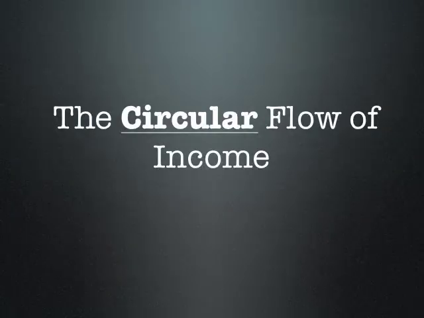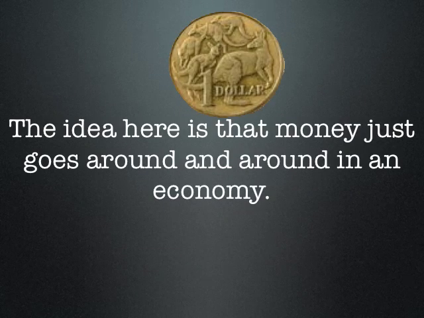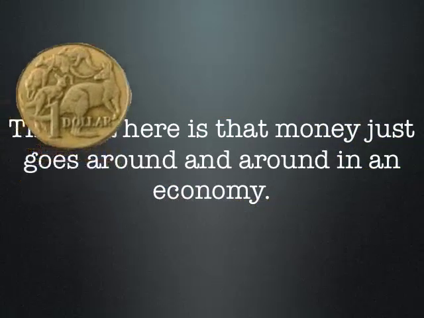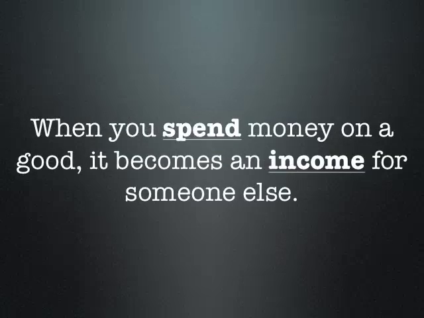This is just a simple tutorial on the circular flow of income. You can tell it's circular because the letters are going around in circles. It's a bit of a hint for you. The idea here is that money just goes around and around in an economy, right? There's no new money, it's just old money that's going around.